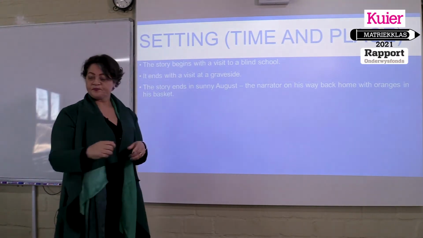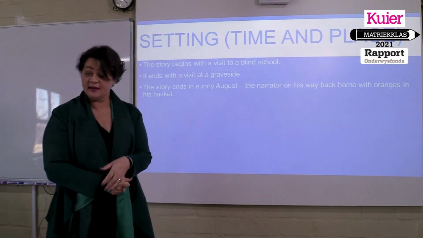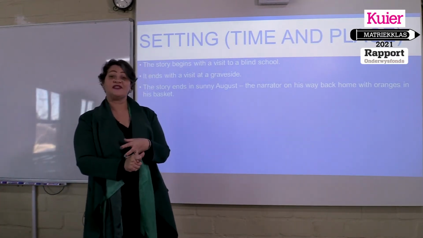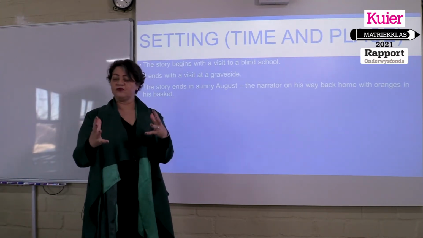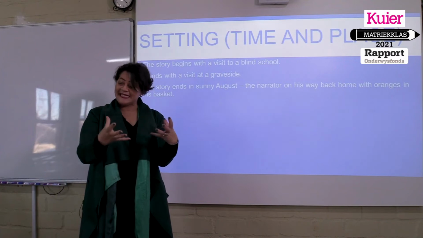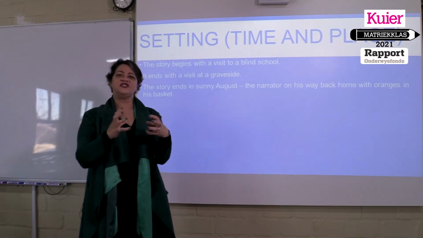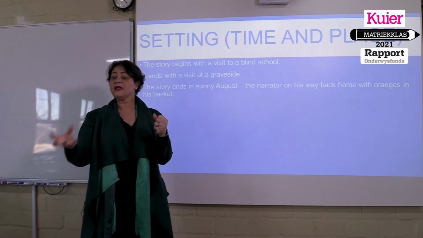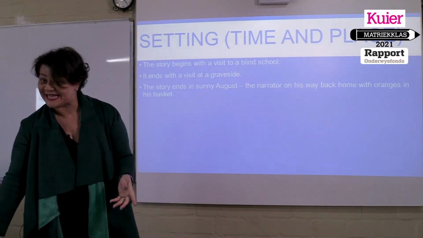So the setting begins with a visit to the blind school and then ends with a visit at the graveside. Whose grave? The father's. Because remember, he passes away, so they've now come full circle. The story ends in August. And the narrator is now on his way back with oranges in his basket after he's visited his dad at the graveside. So that's the setting.